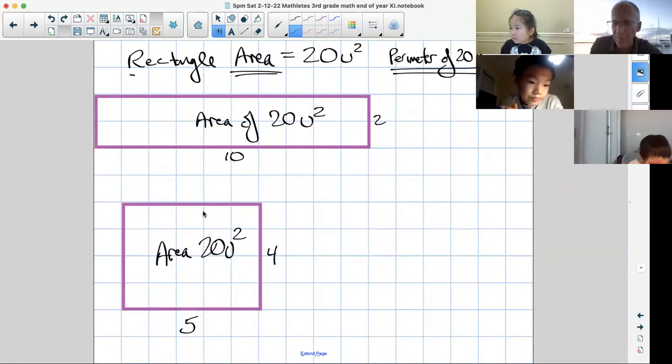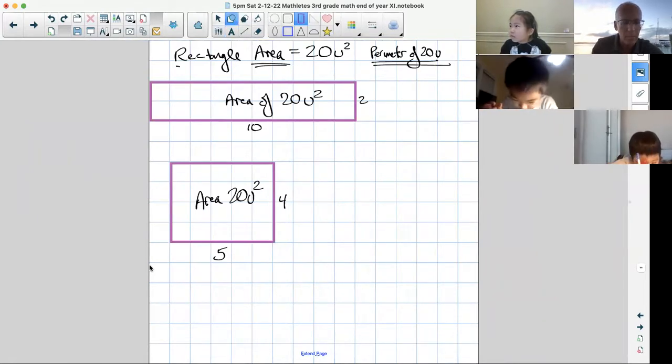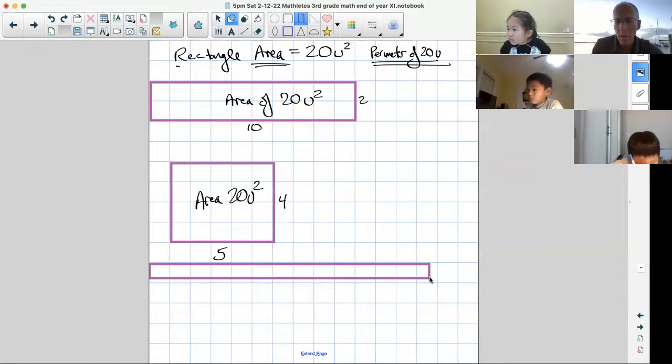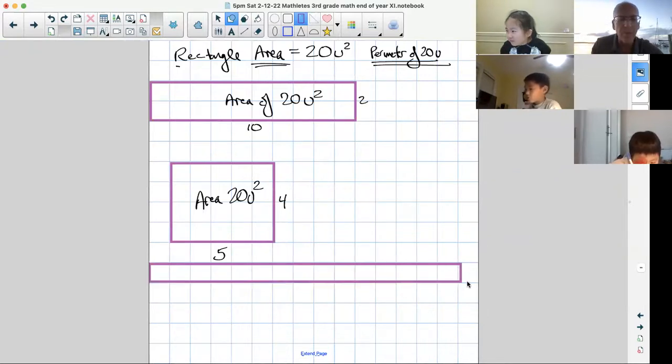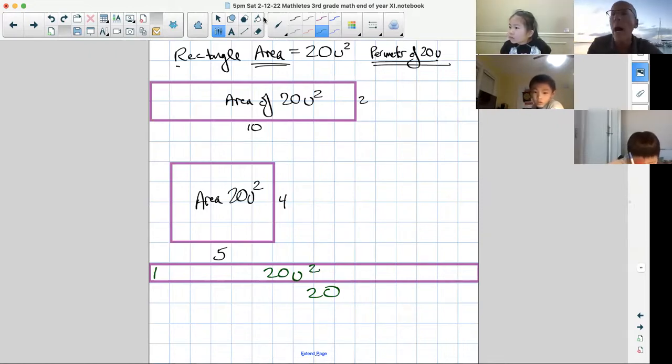Now, what about you, Jason F? Do you have a different one? So guys, I'm sorry, but I cannot draw you a proper 1x20 on this grid. So this is only 17, but let's call it 20 by 1. And that would also be 20 square units. Now, Jason F, can you tell me why you got a perimeter of 20 on your 5x5?